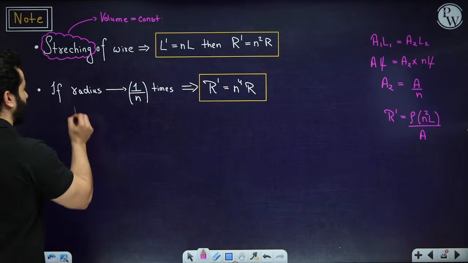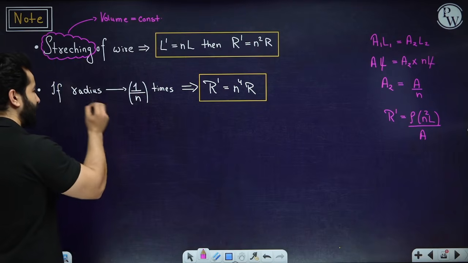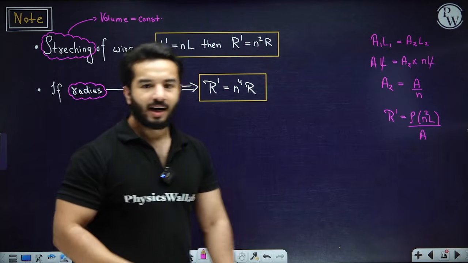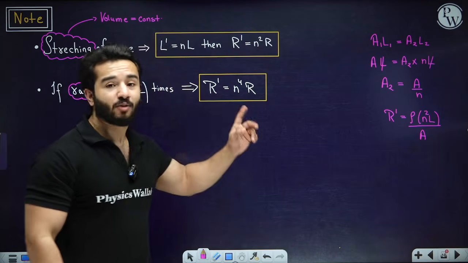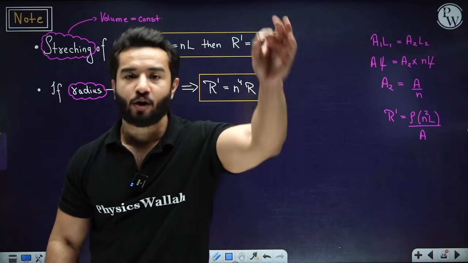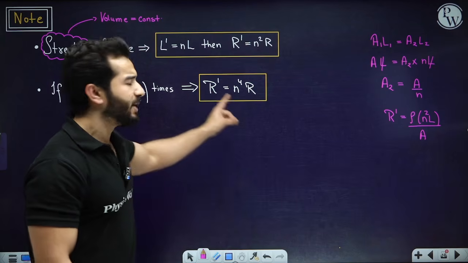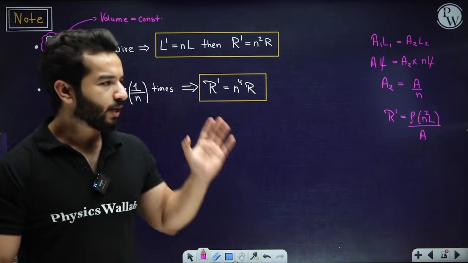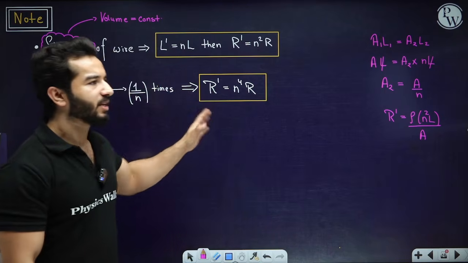Similarly, if they are going to talk about it being stretched in such a way that the radius becomes 1 upon n times, now the resistance will become n to the power 4 times R. This is really important. If you are going to derive these things in NEET, it's going to cost you some time. So it is recommended that please just remember these things.